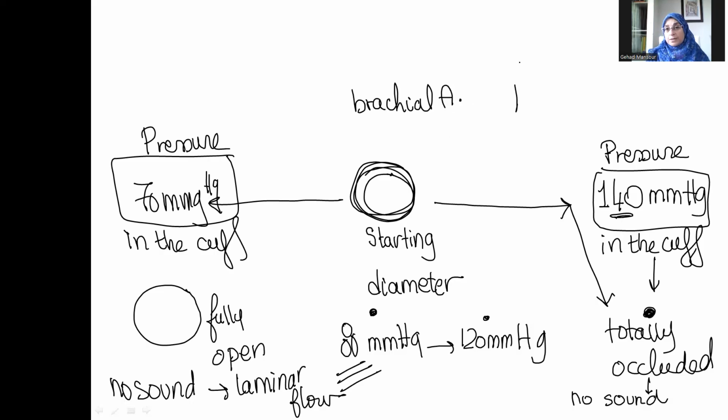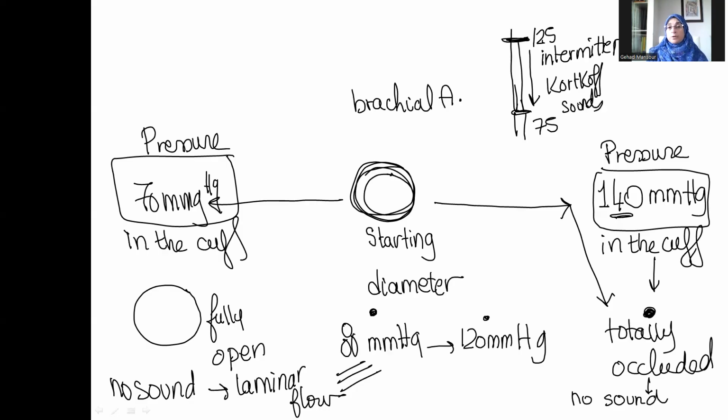For example, if this is the column of the sphygmomanometer, at 125, for example, it is still occluded and you hear no sound. At 75, it is still occluded and you hear no sound. The problem is in this distance. What happened in this column? You heard intermittent sounds, like v, v, v, or tuck, tuck, tuck. These intermittent sounds are called Korotkoff sounds. And why do we hear these sounds?